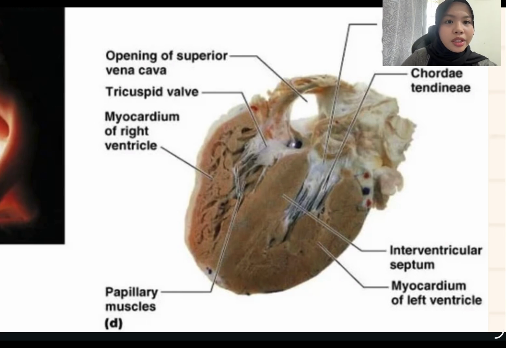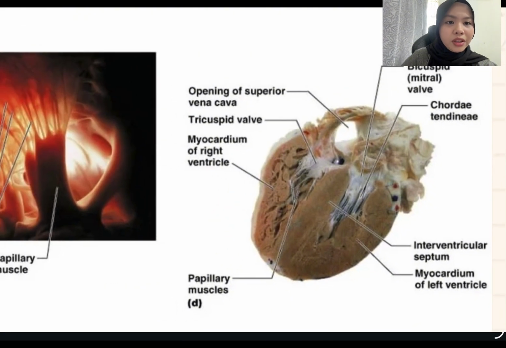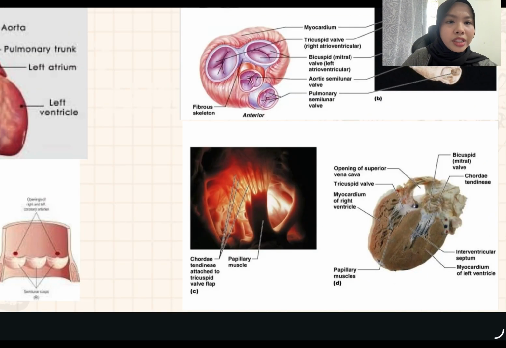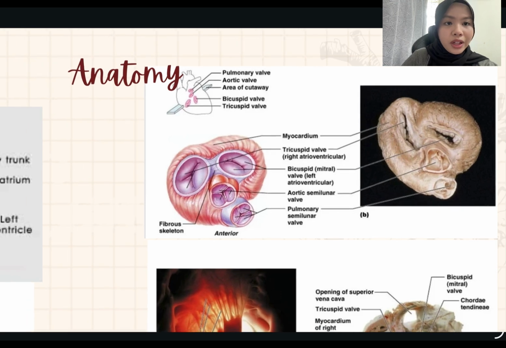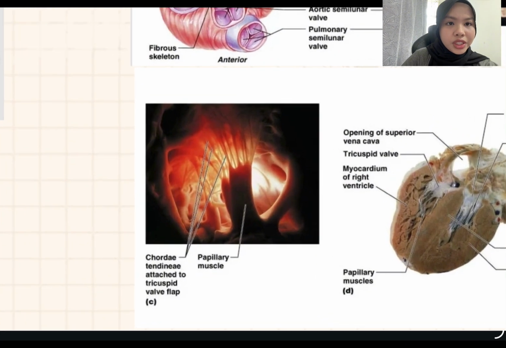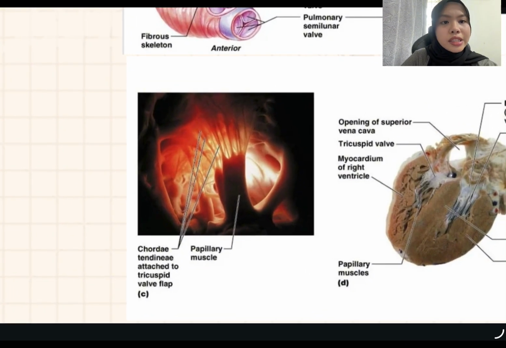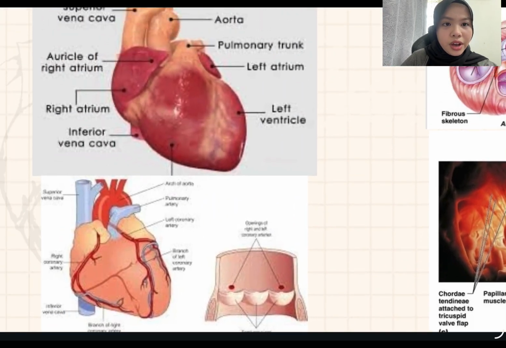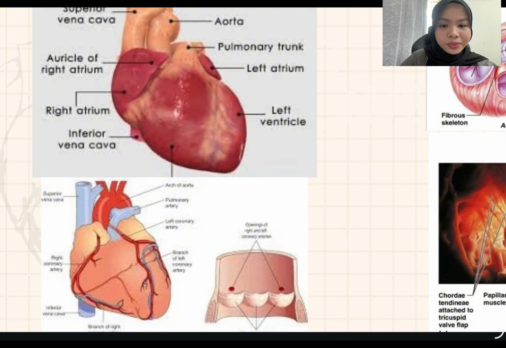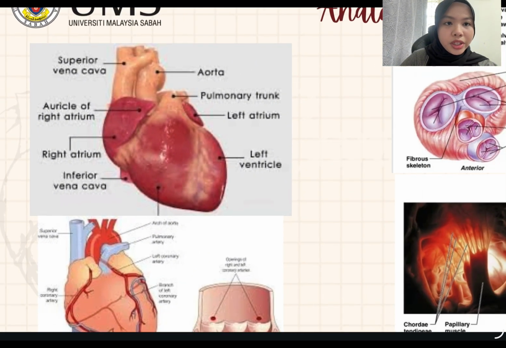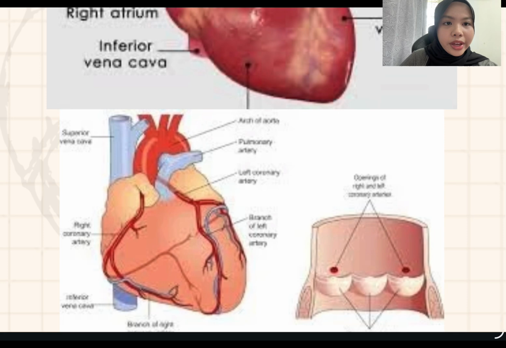So the blood flow within the heart is regulated by valves, which ensure unidirectional flow. These valves are supported by the chordae tendineae and papillary muscles, preventing valve inversion during ventricular contraction. The heart is connected to major vessels, including the superior and inferior vena cava, pulmonary trunk, as you can see there, and aorta. Additionally, the heart receives its blood supply from the right and left coronary arteries, while autonomic innervation controls heart rate and contractility.